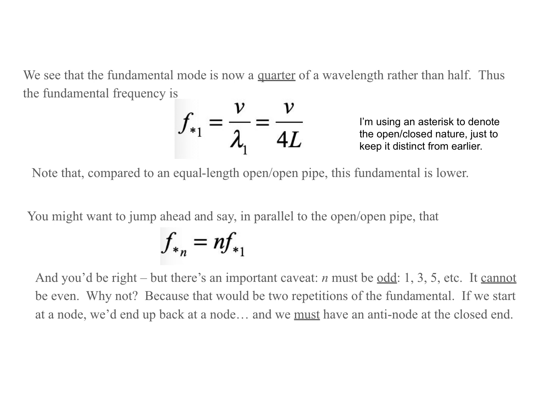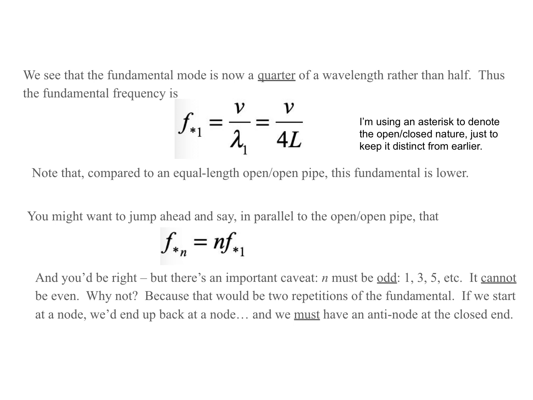You might want to jump ahead and say that, hey, then in parallel to the open-open pipe, f star sub n, that is the frequency of the nth mode of an open-closed pipe, is just n times the fundamental frequency of that open-closed pipe. And if you say that, you'd be right, but there's an important caveat. n must be odd, that is 1, 3, 5, etc., and it cannot be even. Why not? Because that would be 2 repetitions of fundamentals.